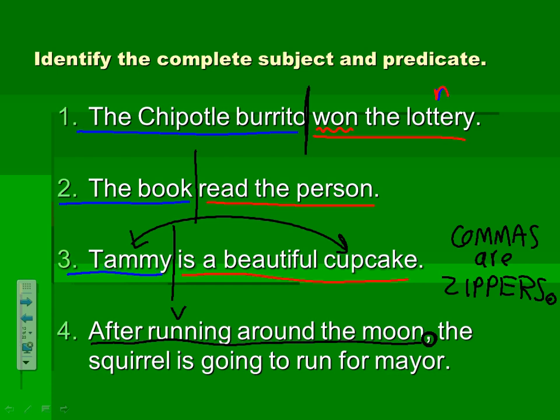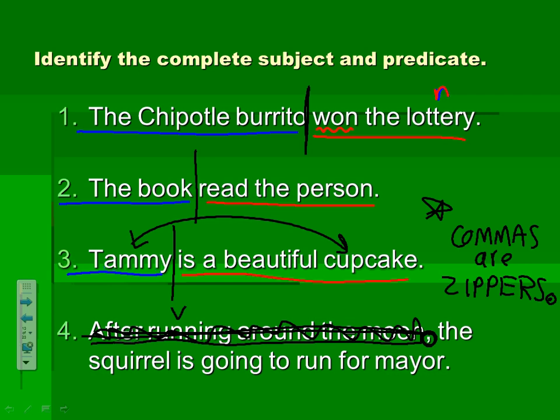So remember what I said, commas are zippers. The zipper shows that it was added in, it's extra material. So we can pretend that this first part of the sentence does not exist. What's left over is the core of the sentence. The squirrel is going to run for mayor.